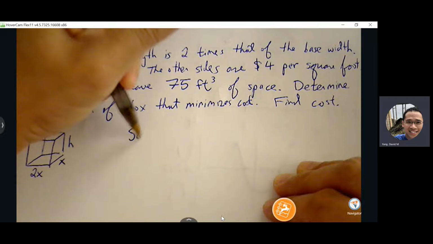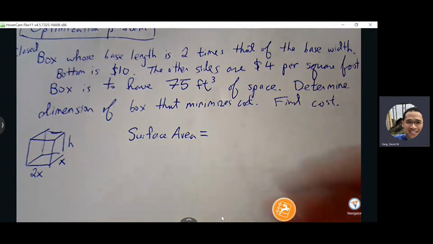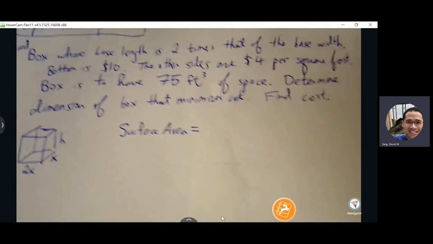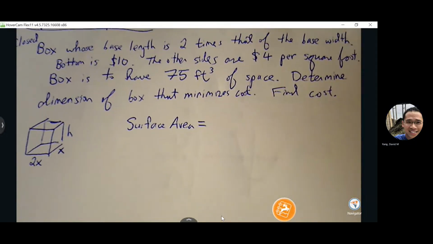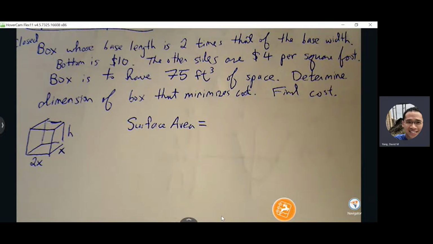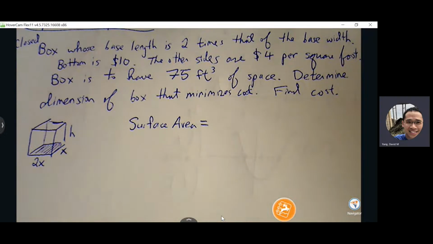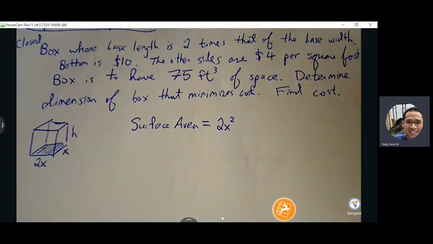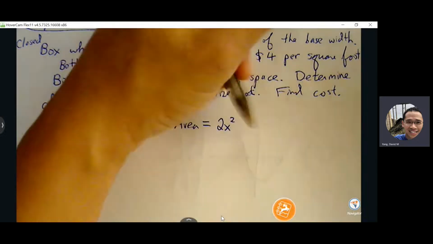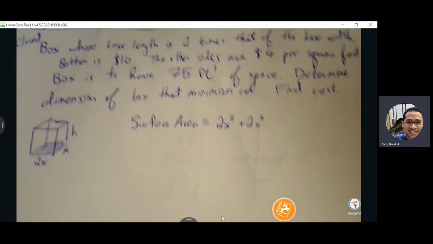So surface area. We're going to build our surface area first, and then we can involve the cost into surface area once we get this going. So surface area, add up the area of all the surfaces. Let's start with the most straightforward one. What's the base area? Is there another 2x squared? Yes, because it's closed, up at the top. Four more sides to go.